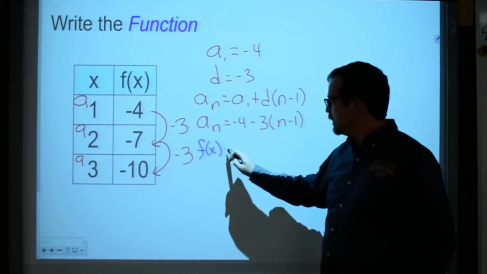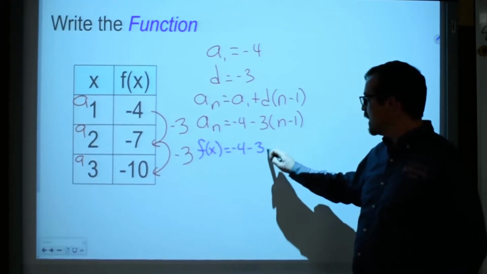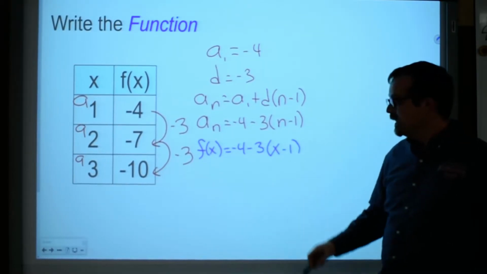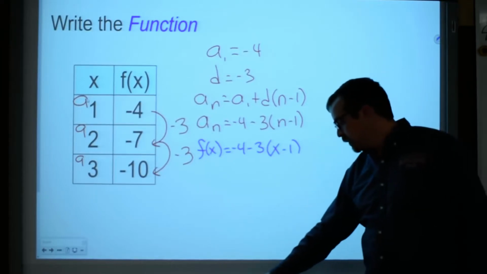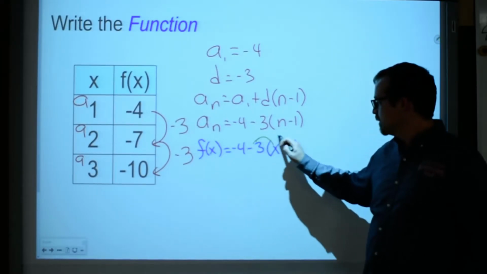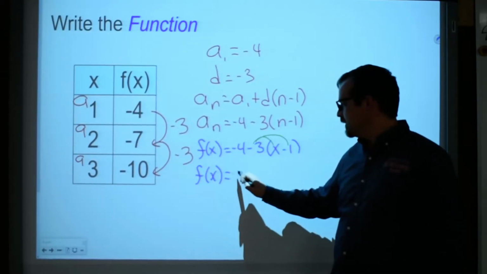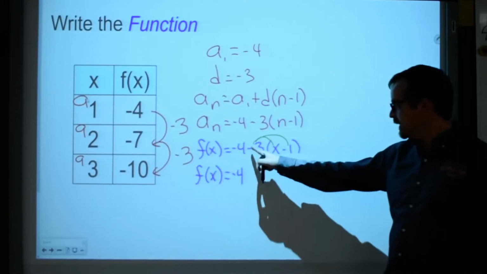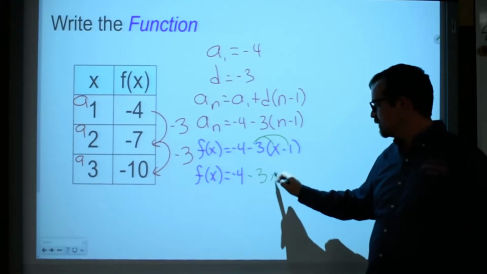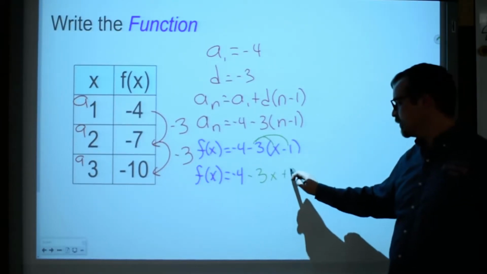So now I'm going to rewrite it as a function. f(x) = -4 - 3(x - 1). Now we need to simplify, which starts with distribution. So we have f(x) = -4. We're going to distribute this -3. -3 times x is -3x, and -3 times -1 is +3.